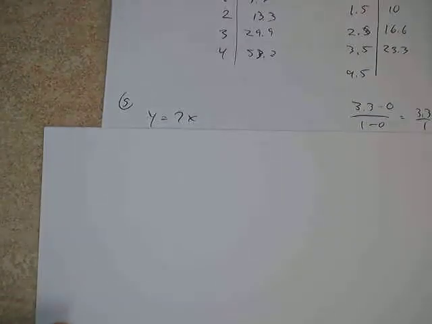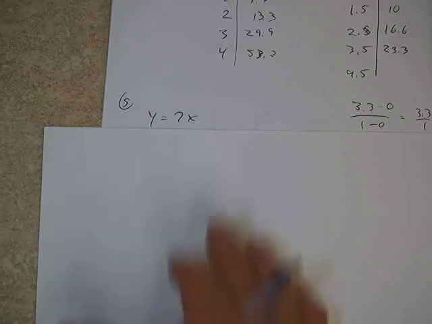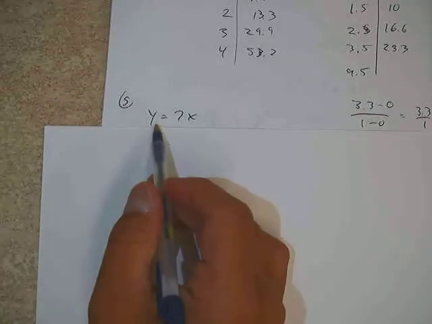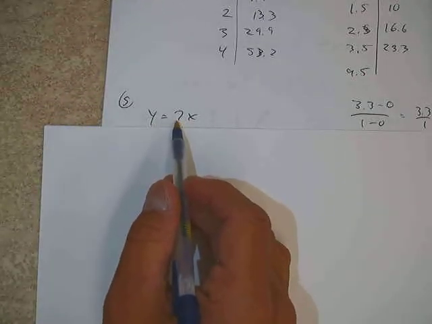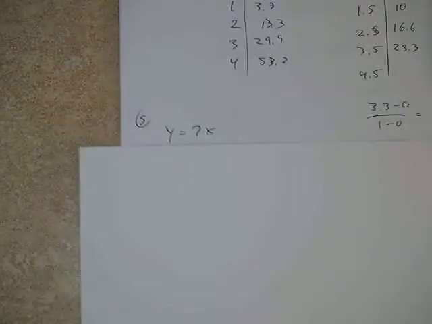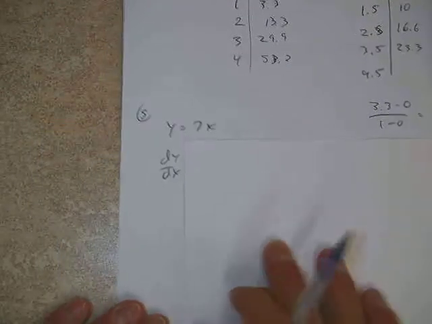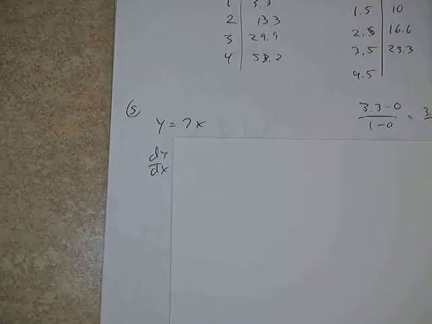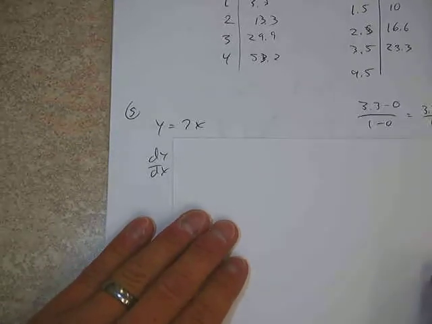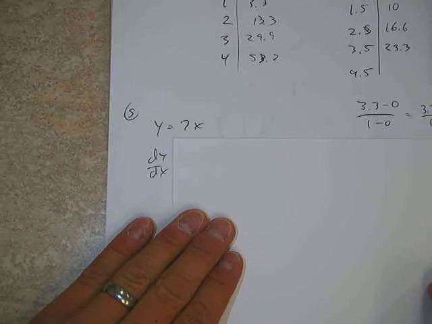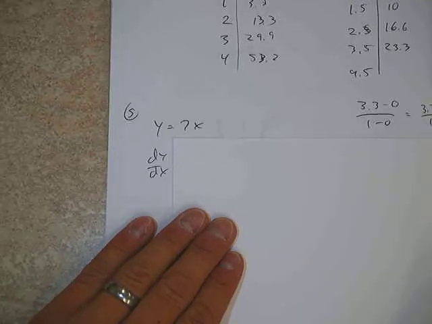All right, I want to look at number 5. It says that we need to find dy dx. Again, in 4, 5, and 6, they're just using the different notations that I just talked about earlier. Okay, if we have to find the dy dx of y equals 7x, I could use either one of those definitions. I could use the limit definition, or I could use the alternative limit definition.